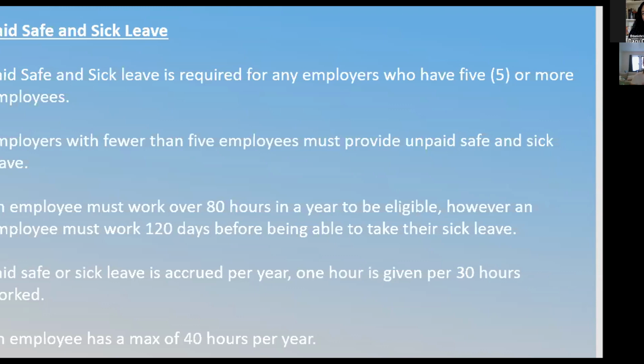Now, how are the hours accrued or given or calculated? For every 30 hours I work, I get 1 hour that goes toward paid sick or paid safe leave. And per year, I have a max of 40 hours. The best way to do this is your payroll provider is supposed to be keeping track of that, or you can keep track of it yourself. So basically, if I work 40 hours a week, that means in 1 week I have already done 30 hours. Those 30 hours are equivalent to 1 hour. So that's just the way it works. You're going to calculate it like that.